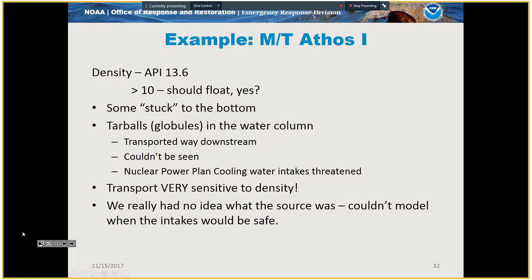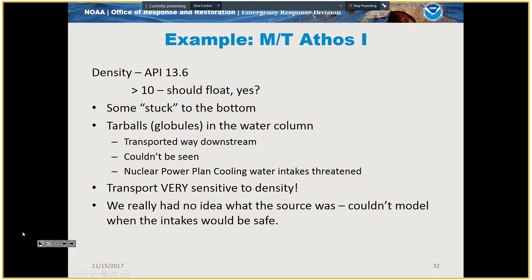And what we ended up with is a lot of these globules being transported downstream, suspended in water. I mentioned that if you have something a little bit heavier than water in a turbulent environment, it can get suspended. Well, it's the same thing, actually. If it's a little bit lighter than water, it'll tend to want to float, but if you're in a turbulent environment, it can get steered down. And again, it ended up suspended in the water column.